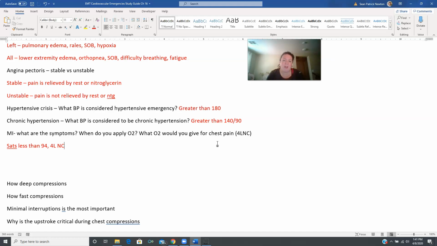And of course, in all of your scenarios, remember, do not forget the basics, which is what are the indications of positive pressure ventilation? So rate less than 8, greater than 28, agonal, profound cyanosis, the ventilator's not working. Can't think of all the rest of them.